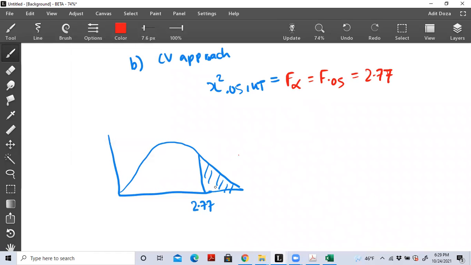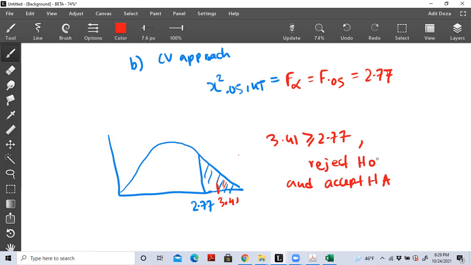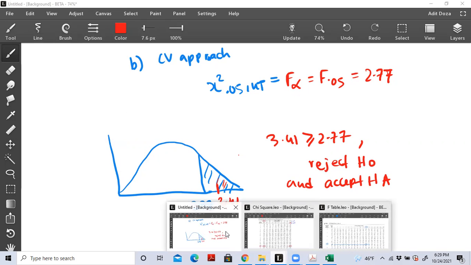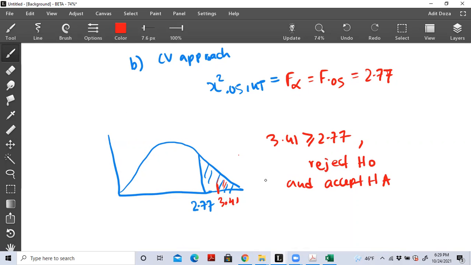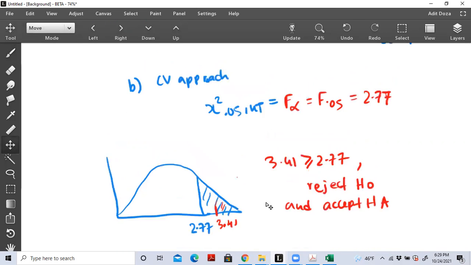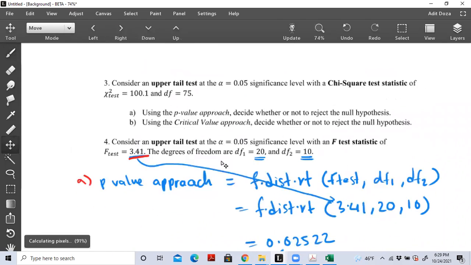In the question, it was given as 3.41. Does it fall in the rejection region? Yes, because 3.41 is greater than 2.77. So we reject H naught and accept HA. This is easy too. You just need the F table. Once you go to the F table, it's very easy to solve this type of problem. So yeah, we did question 4.